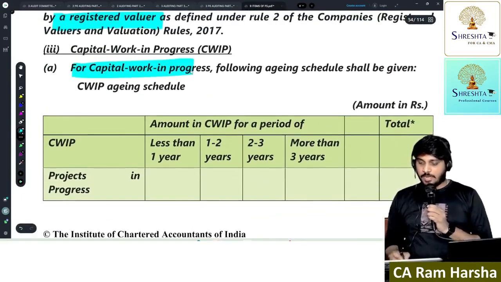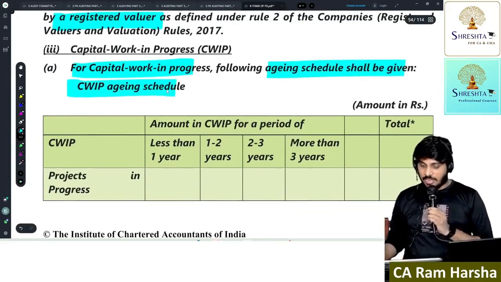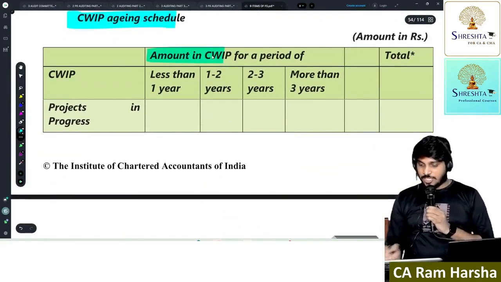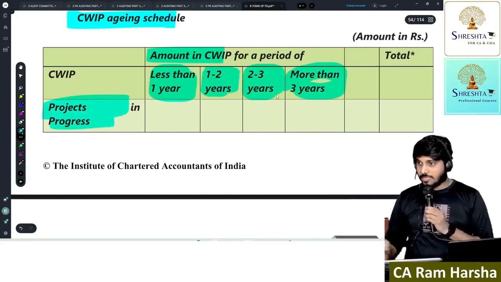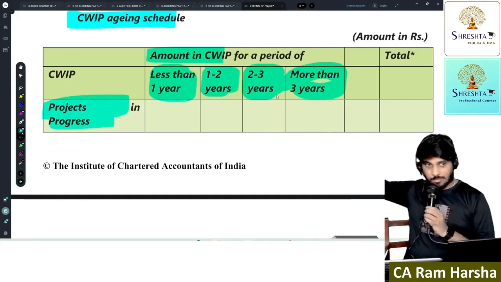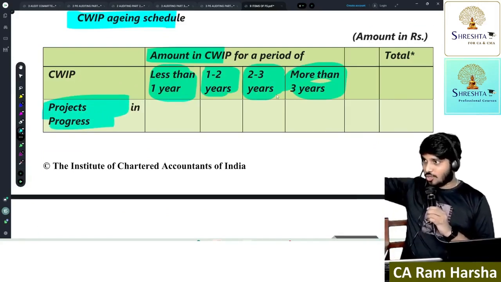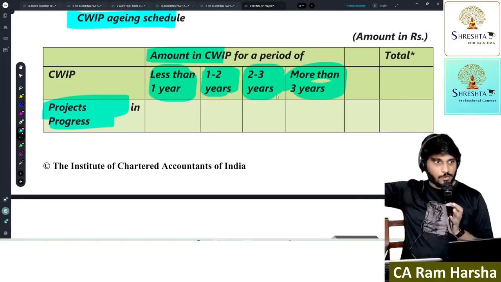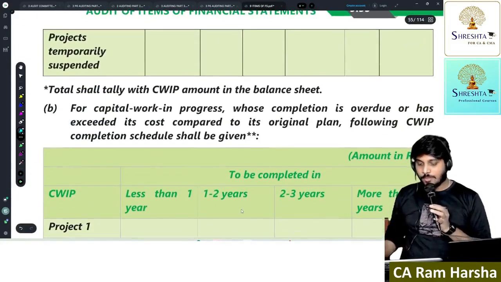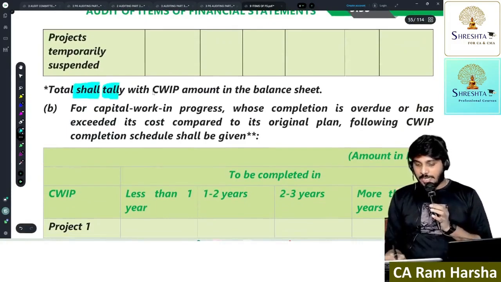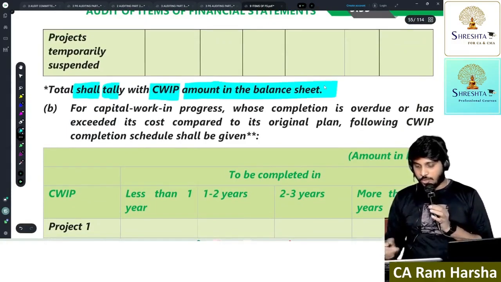In the same way, for capital work in progress, an aging schedule shall be given like this. Amount involved in work in progress for less than 1 year, projects in progress between 1 to 2 years, 2 to 3 years, more than 3 years. L&T Metro, CMRL company, they will show such-and-such project, an L&T project, more than 3 years work in progress. They will show like this. The total shall tally with the closing work in progress amount in the balance sheet.